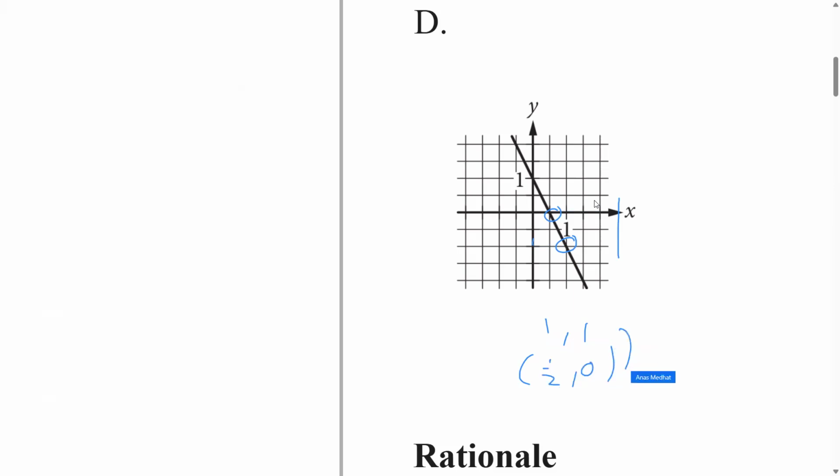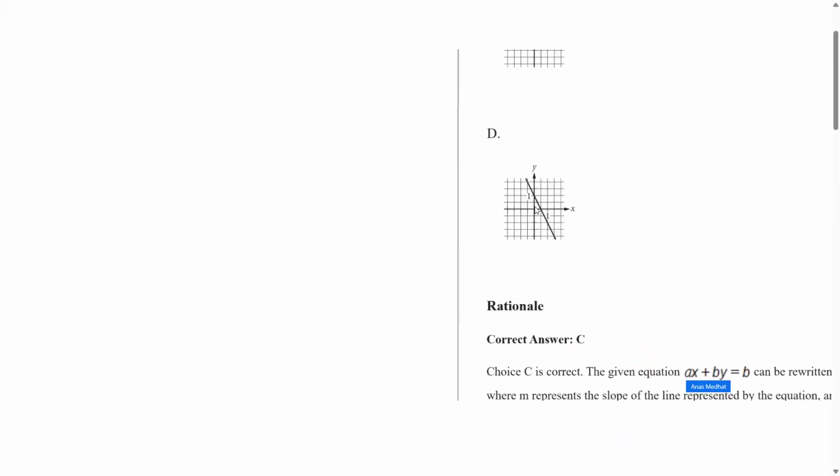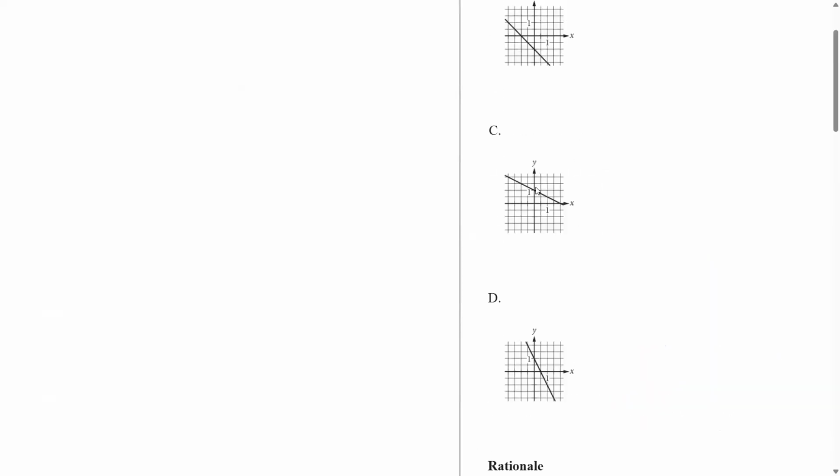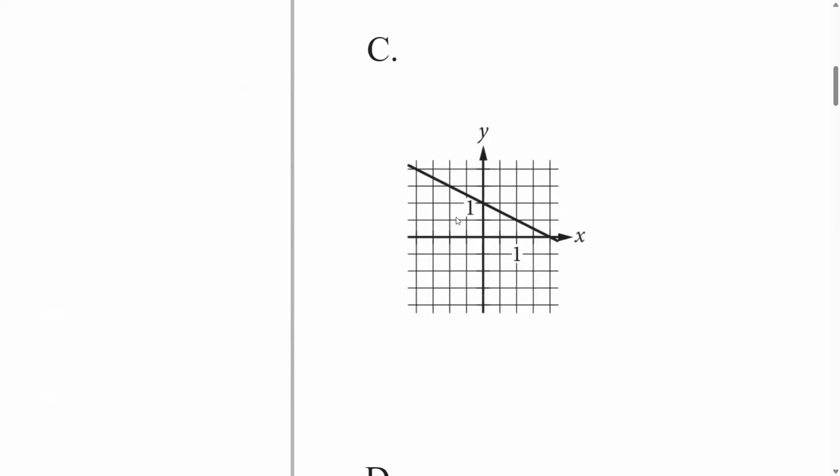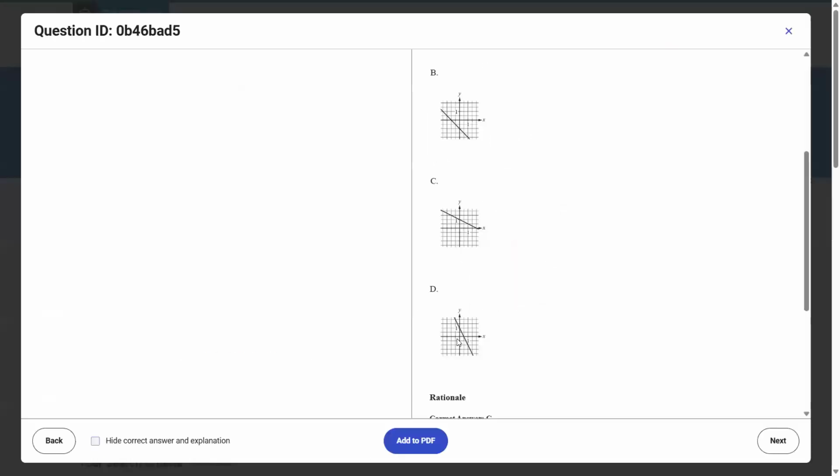0 minus 1 is minus 1. 1 over 2 minus 1 is minus 1 over 2. So this will give you 2. The slope here is not between 0 and -1. So C is the only graph that shows a slope between 0 and -1.